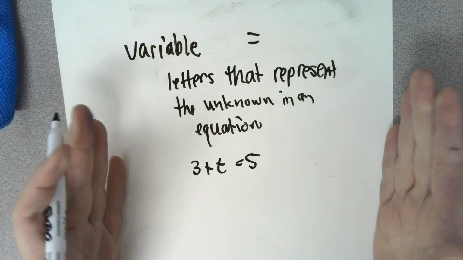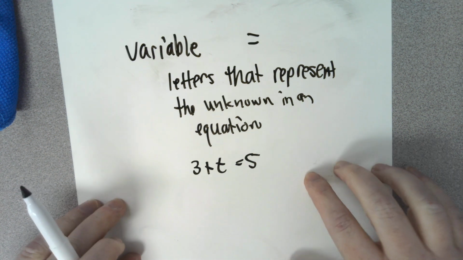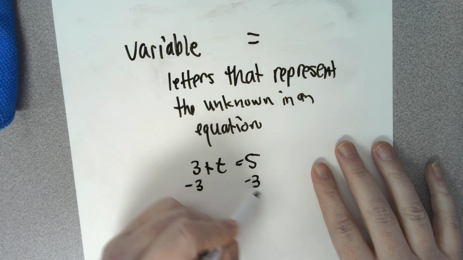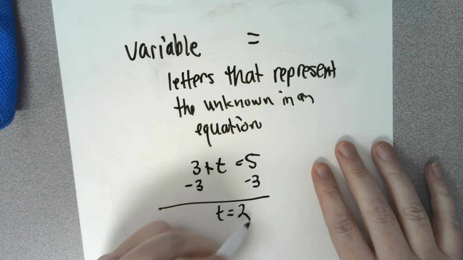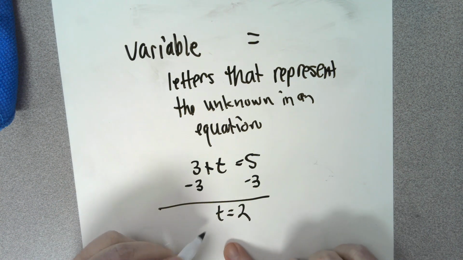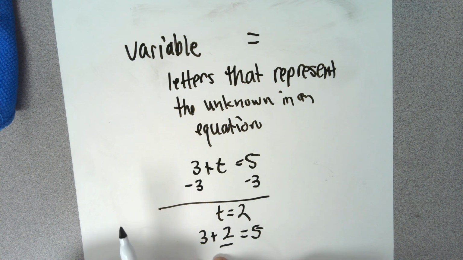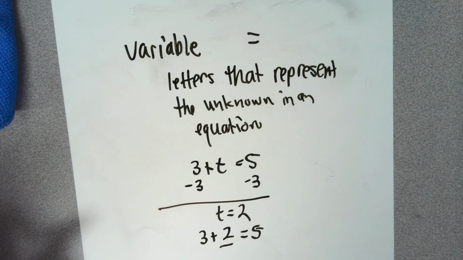So the very first thing you do is you want to get t all by yourself, and you can see how to do all this in that other video. But basically you subtract 3 on both sides, leaving t equals 2. And then you can check it by putting your answer back in and verifying that that's true. And that's how you kind of deal with equations.